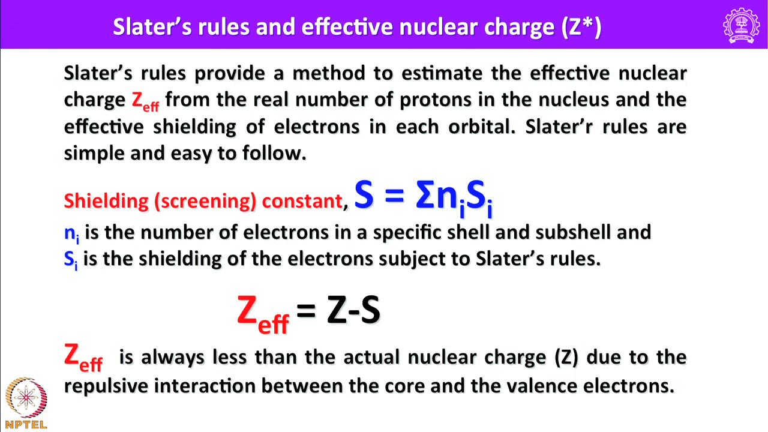And then by knowing the screening constant and simply by subtracting the value of the screening constant from the atomic number, one can estimate the effective nuclear charge Z effective. So, Z effective is nothing but Z minus S, and one should remember the effective nuclear charge Z effective is always less than the actual nuclear charge Z due to the repulsive interaction between the core and the valence electrons.